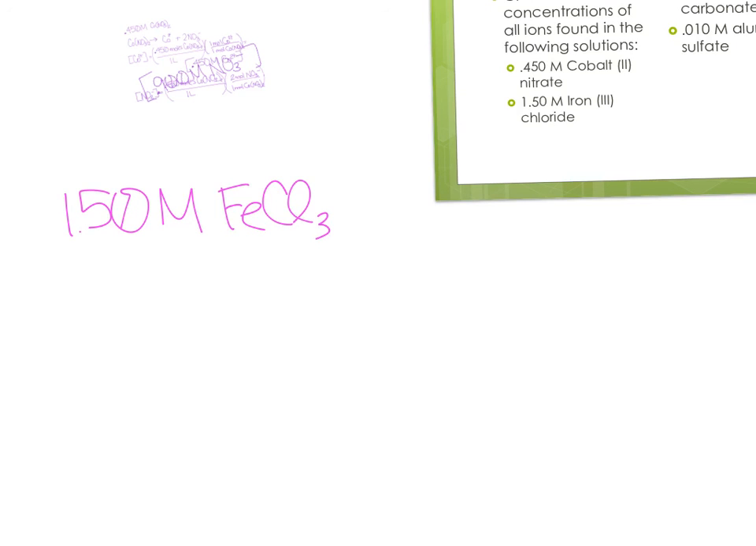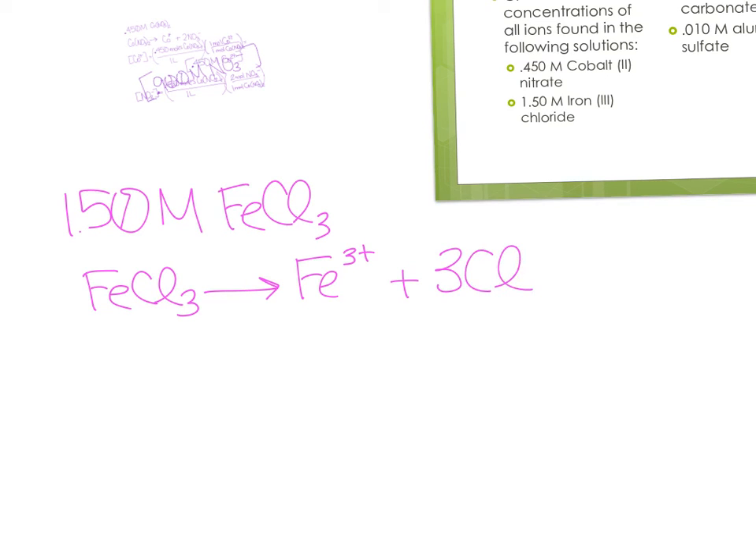So the first thing I'm going to do is write a little dissociation thing. When I start with FeCl3, I want to break it down. What are the ions it's going to break into? Fe3+ and 3 Cl minuses. Remember, you're dissociating into ions. If you don't show the charges on them, it's wrong. You have to break it apart into the ions.